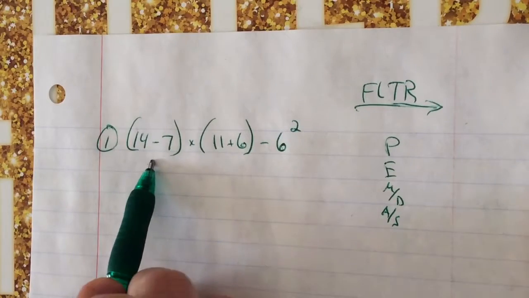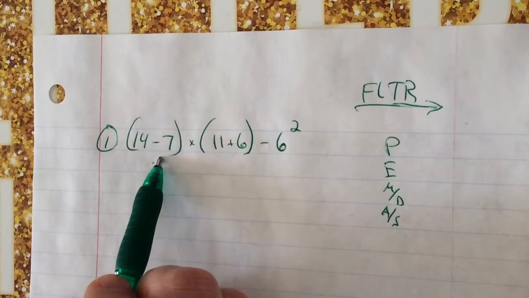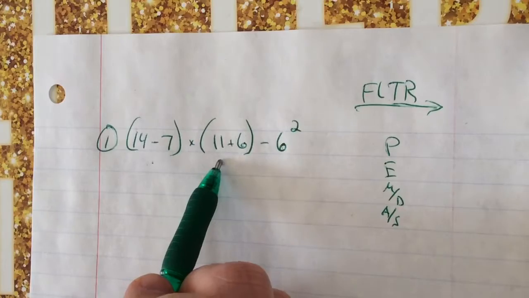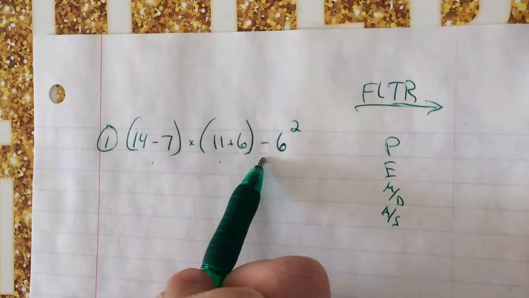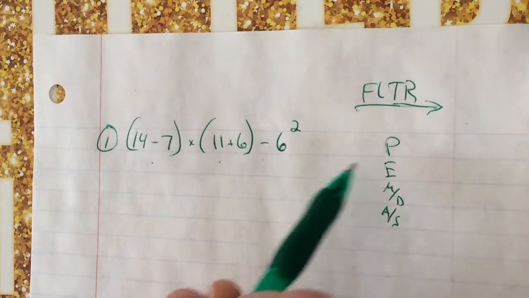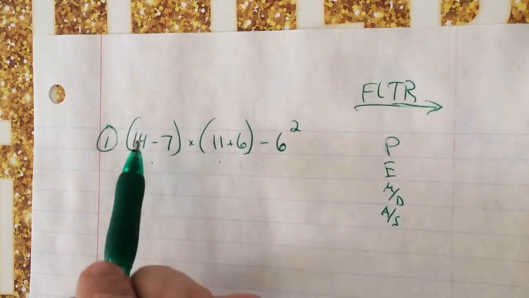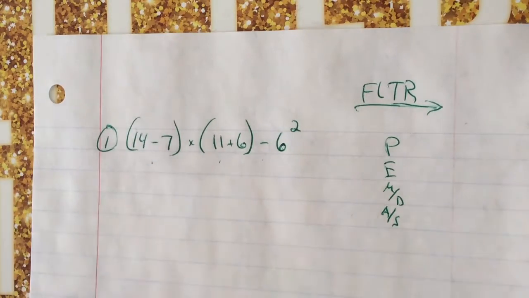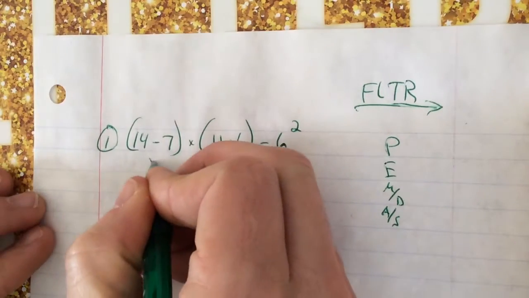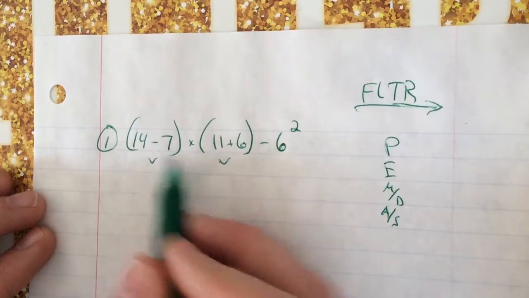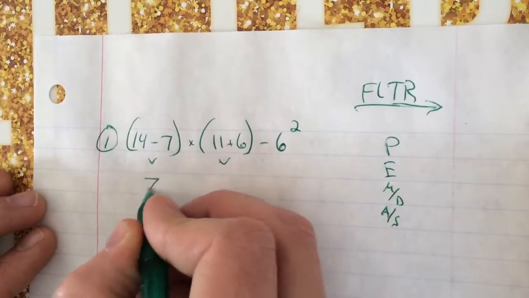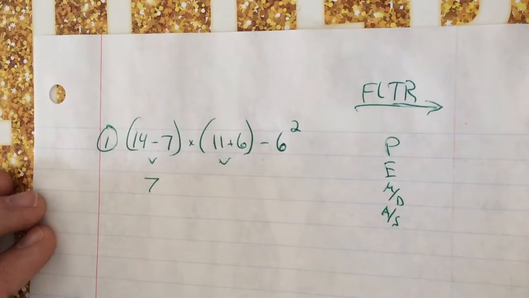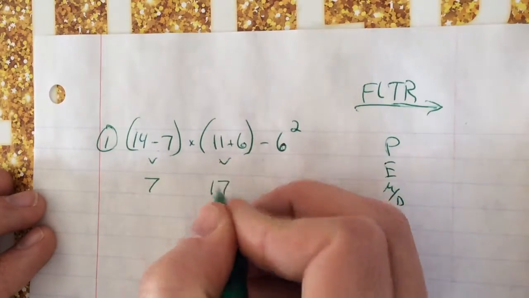Number one is the difference of 14 and 7, and then multiply by the sum of 11 and 6. Then you subtract 6 squared. So we start with parentheses, and in the parentheses we have two groups. Because we have two separated groups with subtraction and addition in different parentheses, we can do both in one step if we would like, or do them both separately. So I'm working on both of them here. 14 minus 7 is 7, and 11 plus 6 is 17.